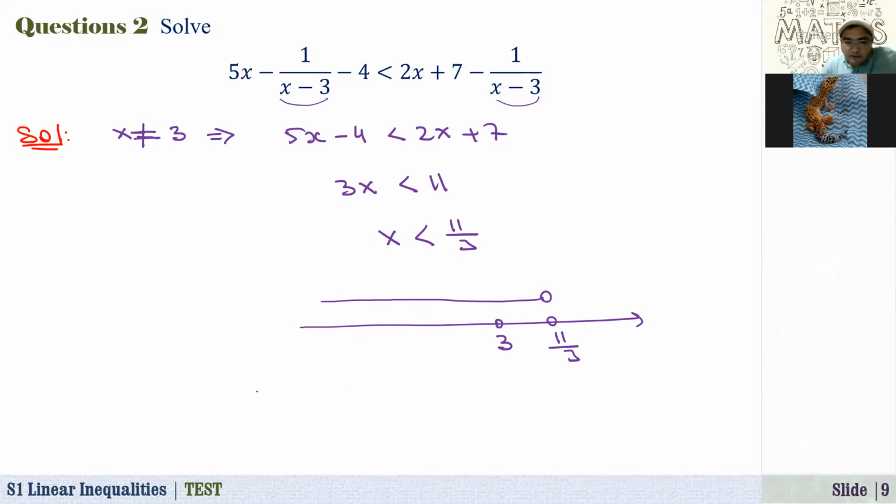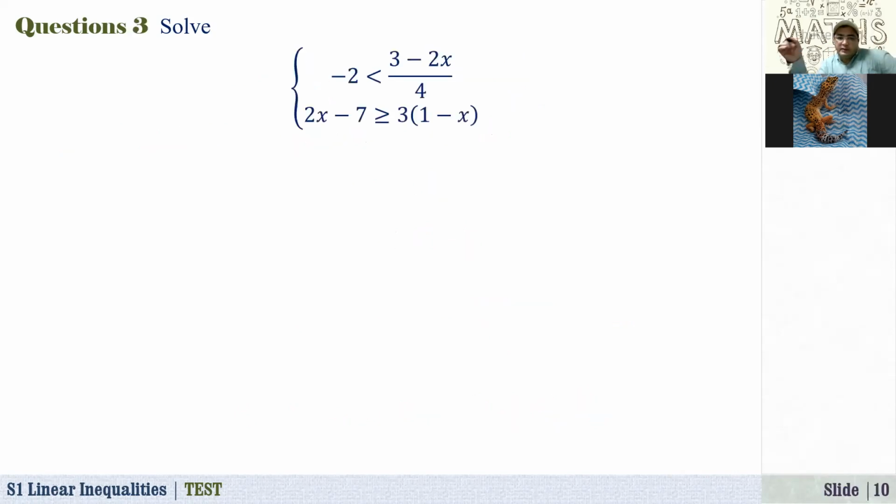Okay, so the solution will be x is less than 3, or it is greater than 3 and less than 11 over 3. That is the solution set of this inequality, because we should just exclude 3 from the solution.